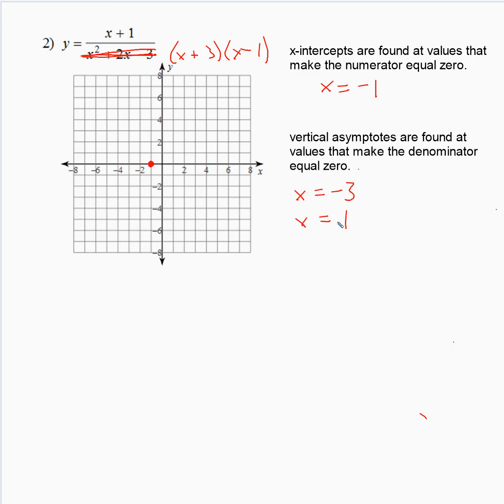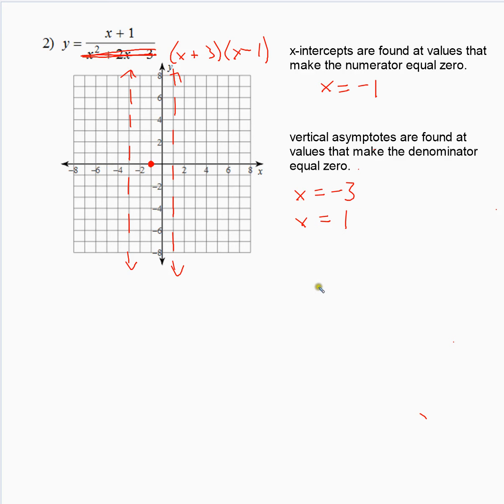So we find those two, and we go ahead and sketch those in there. Here's where x equals negative 3. Here's where x is equal to 1. It's this vertical line. And then we can choose values in each section.